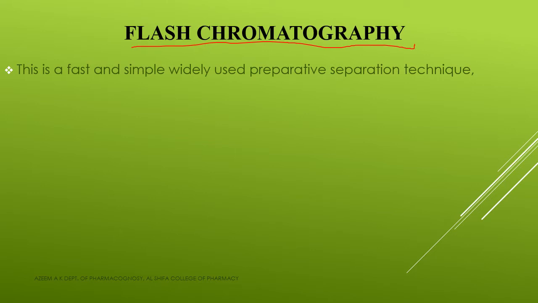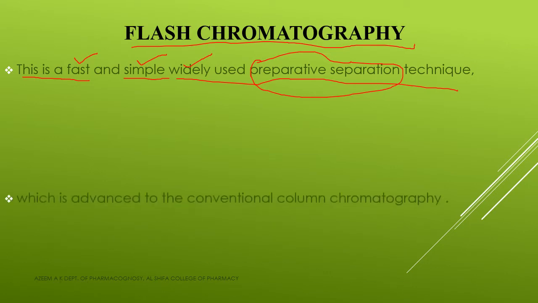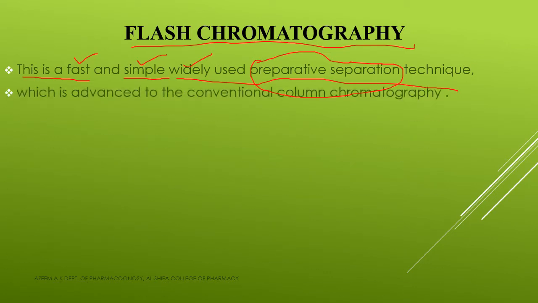Okay, so flash chromatography is a fast, simple and widely used preparative separation technique. Column chromatography is also preparative. So this is also preparative only. Clear? And this is an advanced version of the conventional column chromatography.